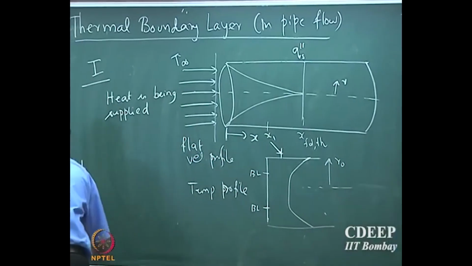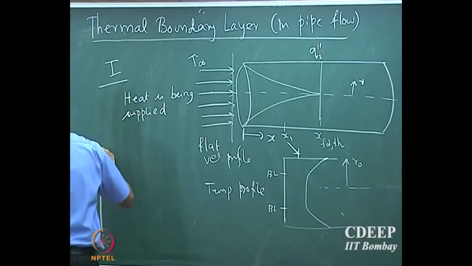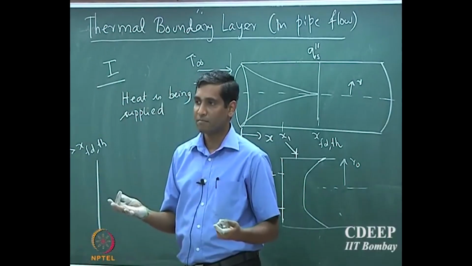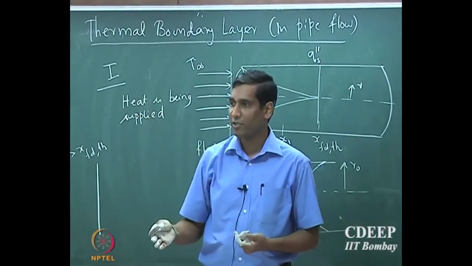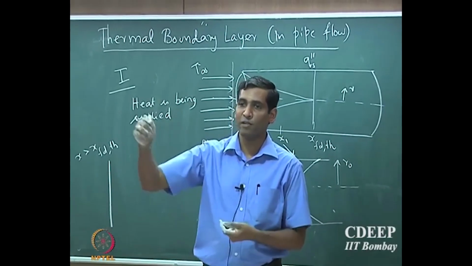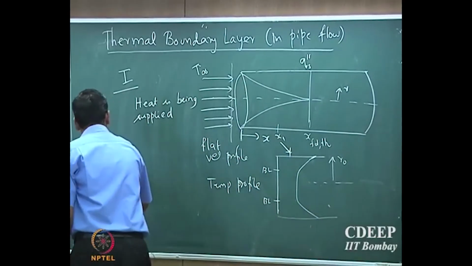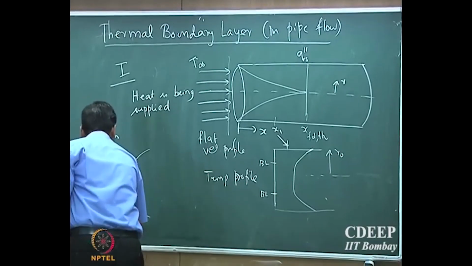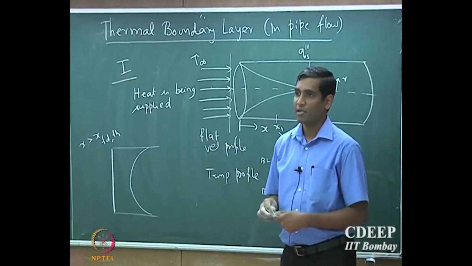So supposing I have an x greater than the fully developed location, there is no boundary layer, okay, because the fluid particle at every location in the cross section is now experiencing the presence of heat transport from the wall or to the wall, okay. So which means that there will be a temperature profile which looks like this, okay.